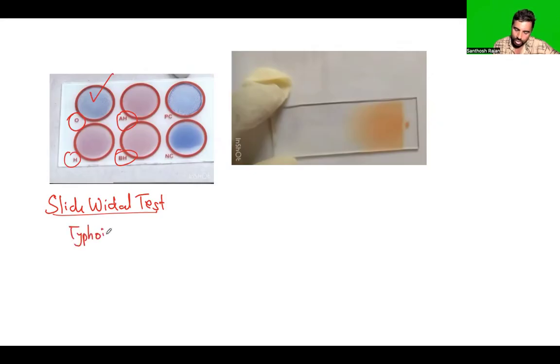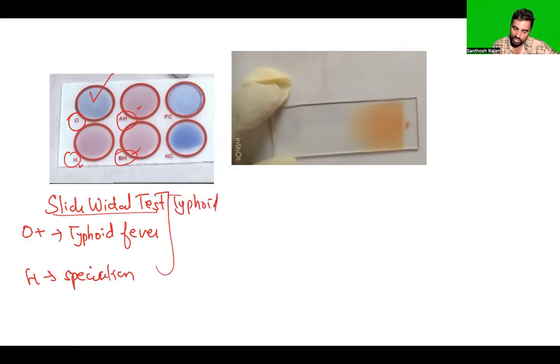If they ask you to identify what type in the Vidal test, just because O is positive, it says typhoid fever. The rest are all negative. But if any one of the H antigens is also positive, accordingly you say it's typhi. You speciate it by saying typhi A, typhi B, or whatever. So H is for speciation. Vidal test is for typhoid fever or enteric fever caused by Salmonella typhi.